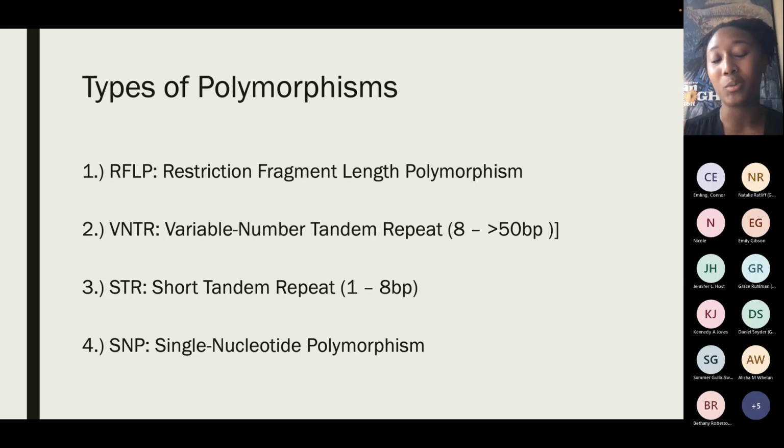There are 4 main types of polymorphism. I will only be discussing 3 out of the 4 today. The first one is restriction fragment length polymorphism. The second is variable number tandem repeats. VNTRs are not commonly used because they are so large that it would take weeks to process these types of samples. But STRs, short tandem repeats, are very common because they're very short, really easy to amplify through PCR, and easy to visualize on a gel. Lastly, there are single nucleotide polymorphisms. So we will be discussing RFLP, STRs, and SNPs today.